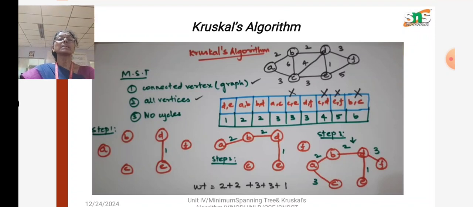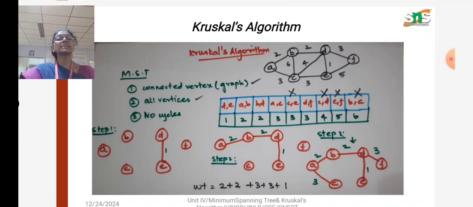Next minimum is 2, so A comma B. Suppose we are going to create an edge, first we have to check whether that edge forms a cycle. If it does, reject that edge, otherwise we draw and connect that edge. Next is B comma D. Check whether a cycle is formed. No, so connect B comma D.